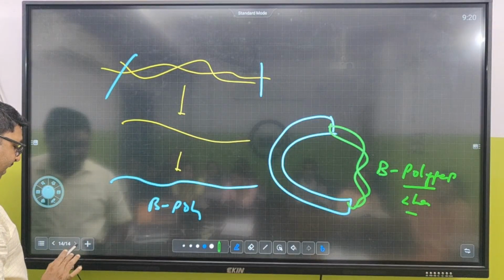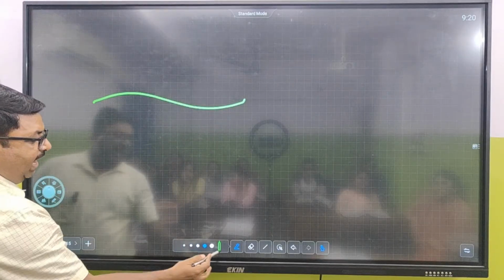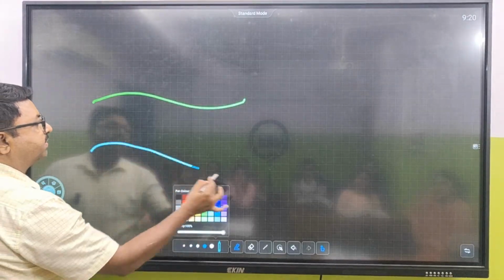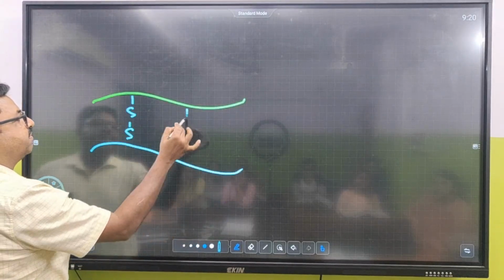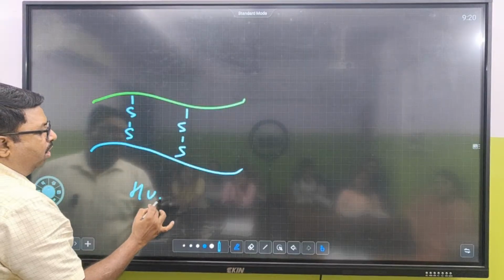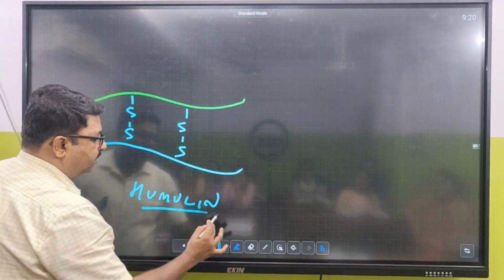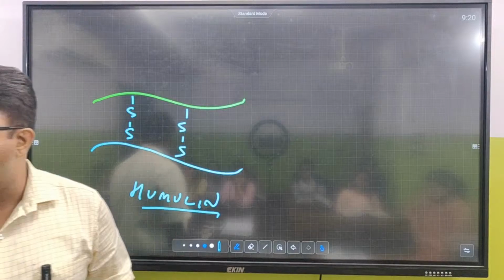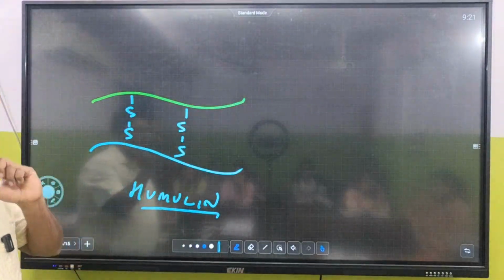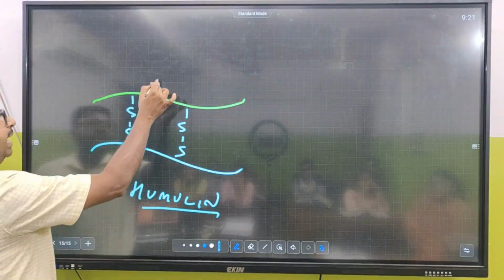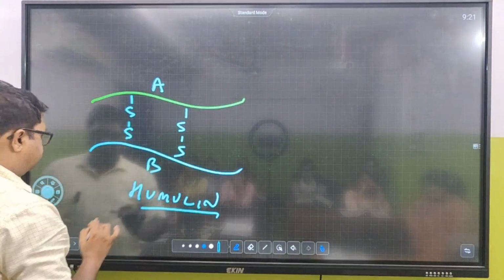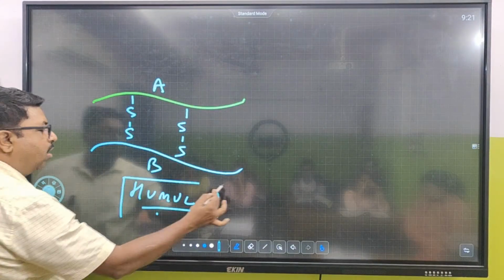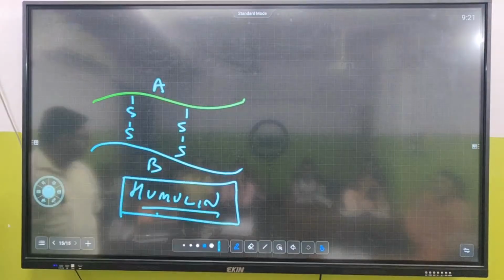We have made A separately, this is the A chain, and this is the B chain. And we have made a disulfide linkage and made what? Humulin. We have made humulin. Is this clear? So this is A1 and this is B1. And this humulin is now marketed in entire India.